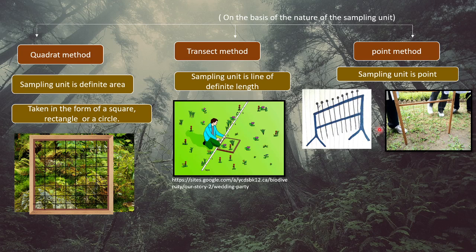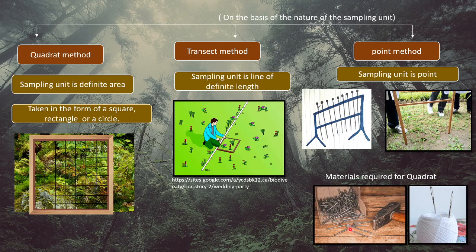So basically this is the instrument used in point method. We need not understand this in detail right now, but I'll be explaining it in the coming slides. A very important thing that you need to know is, if you want to prepare a quadrat like this, it is not necessary that the quadrat should have a wooden frame, it should have this kind of mesh, right? We can also prepare a quadrat with very simple materials.